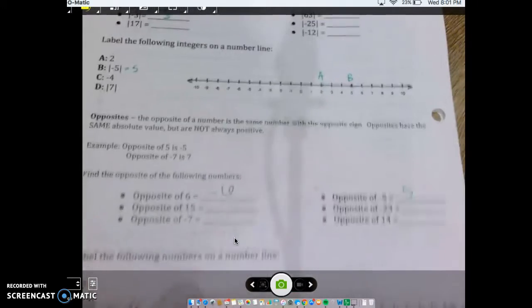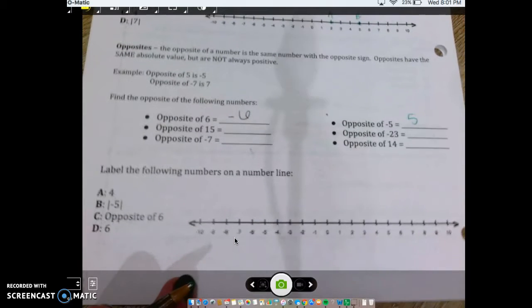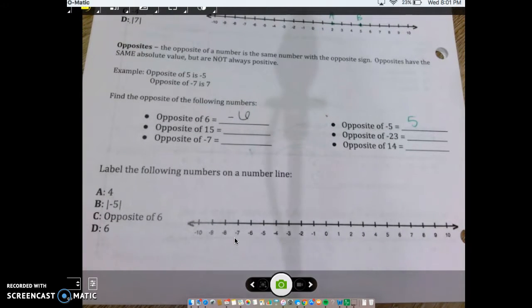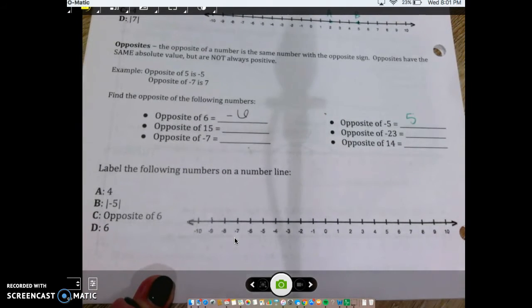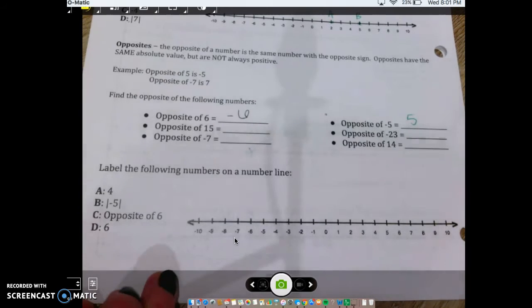So for this section here, we need to label numbers on a number line. For here, just make sure you're paying attention. B is asking for the absolute value, so you need to solve for the absolute value before you plot it. And C is asking for the opposite, so you need to identify what is the opposite of 6 and then plot that for C. So take your time, go slowly to make sure that you're plotting things in the correct place.